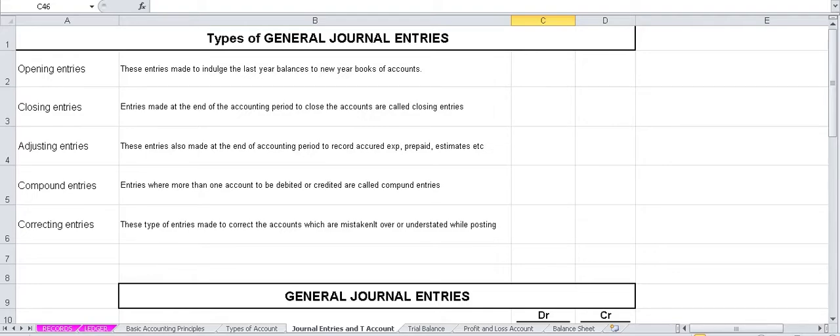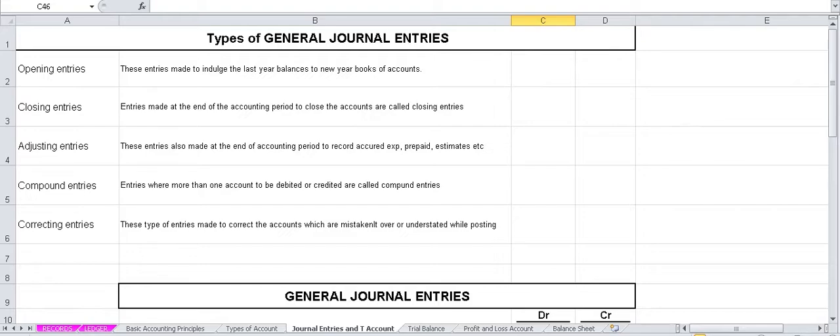First you learn the basic types of journal entries and their definitions. So let us start with the definition of the first one, opening entries. Opening entries are made to carry the last year's balances to the new year's books of accounts. The balances of the last year are transferred to the new year's books of account by opening entries.